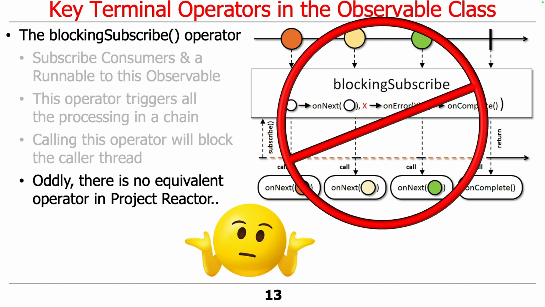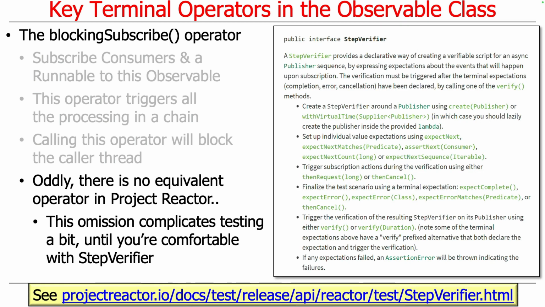Interestingly enough, there's no equivalent operator in Project Reactor. They have no blocking subscribe. The only operator they have in Project Reactor is a non-blocking subscribe, just like we have in RxJava. This omission complicates some things, particularly testing and to some extent debugging, until you're comfortable using StepVerifier, which we may talk about later, which is a way of being able to test asynchronous code. You can also do another trick we'll talk about later, where you can make your own blocking subscribe-like mechanism using an observer. And we'll show that later on in the set of videos that we're talking about here.